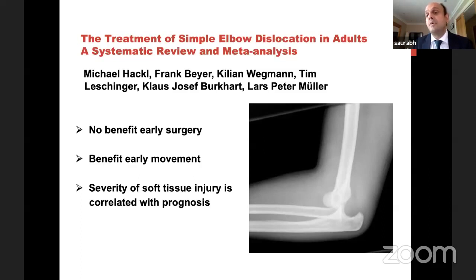These 2 out of 100 elbows are those where, along with MCL and LCL, your dynamic stabilizers, your extensors or flexors, have also gone. So hold the elbow and it dislocates. And it is this 2%, 2 out of 100 elbows, which you need to take to theaters, do an EUA and a ligament repair.